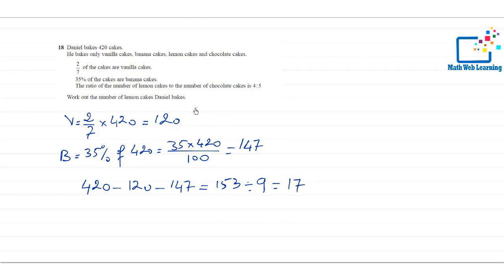So for the lemon cakes, it has 4 shares. So for lemon, the answer is 17 times 4, because it has 4 shares, right? And the answer is 68. Okay, next question is question 19.